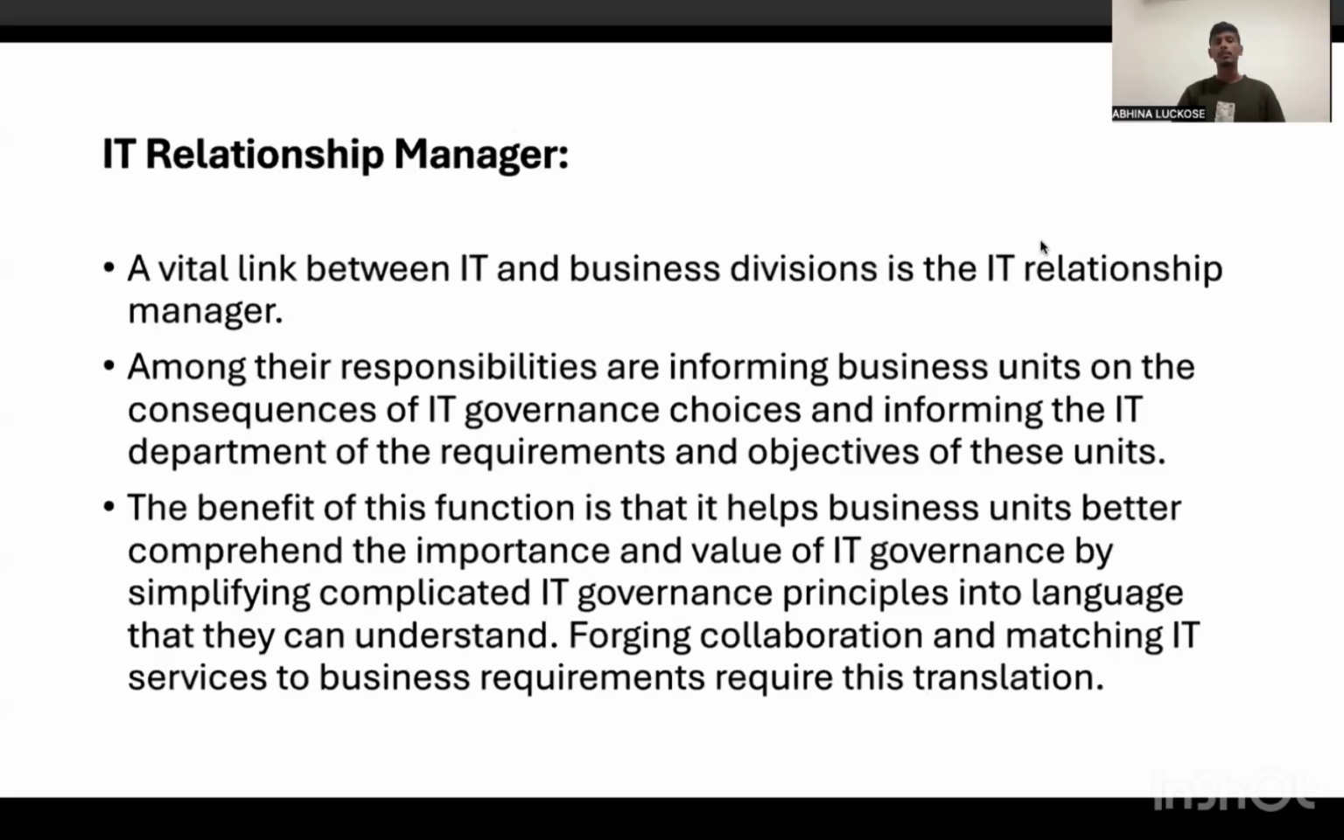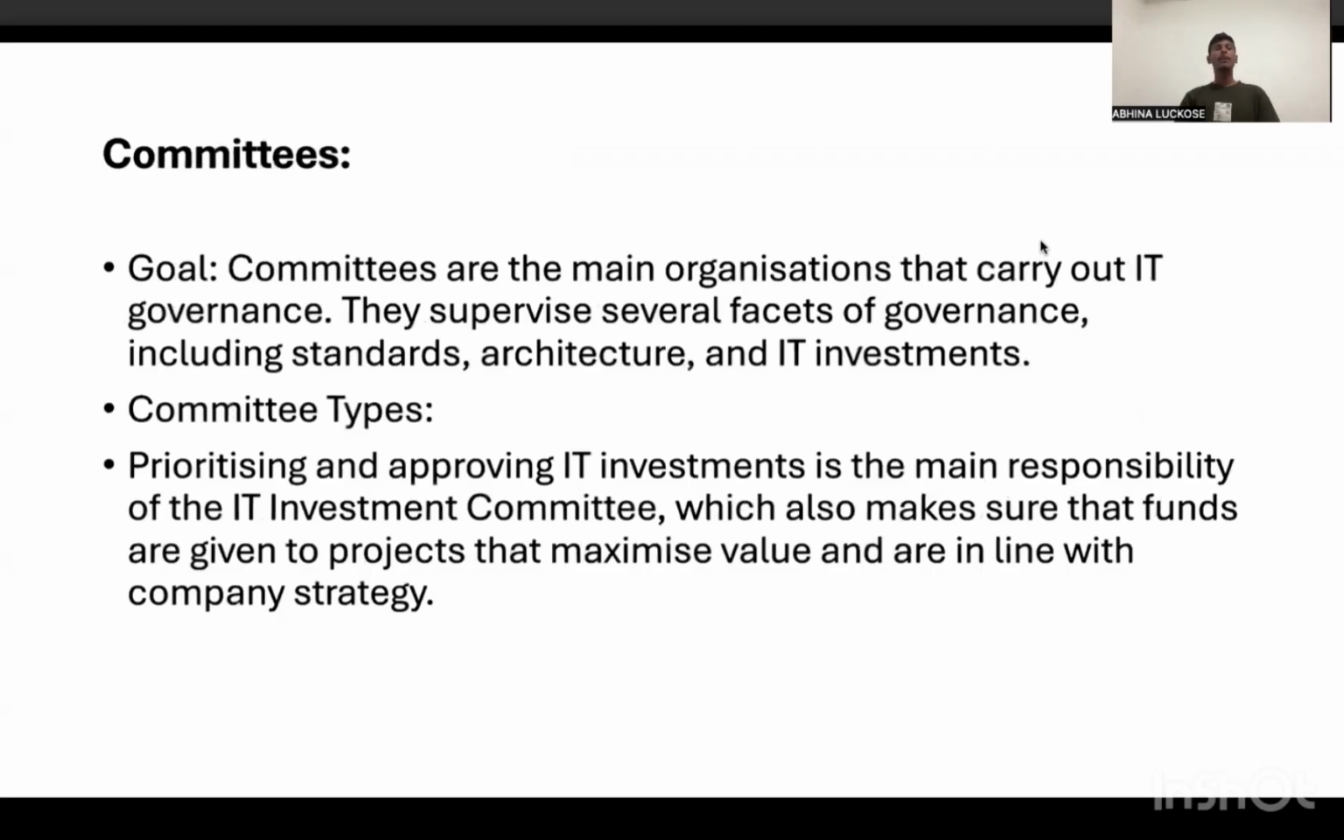IT relationship manager. A vital link between IT and business divisions is the IT relationship manager. Among their responsibilities are informing business units on the consequences of IT governance choices and informing the IT department of the requirements and objectives of these units. The benefit of this function is that it helps business units better comprehend the importance and value of IT governance. So basically simplifying the complexity in IT governance.